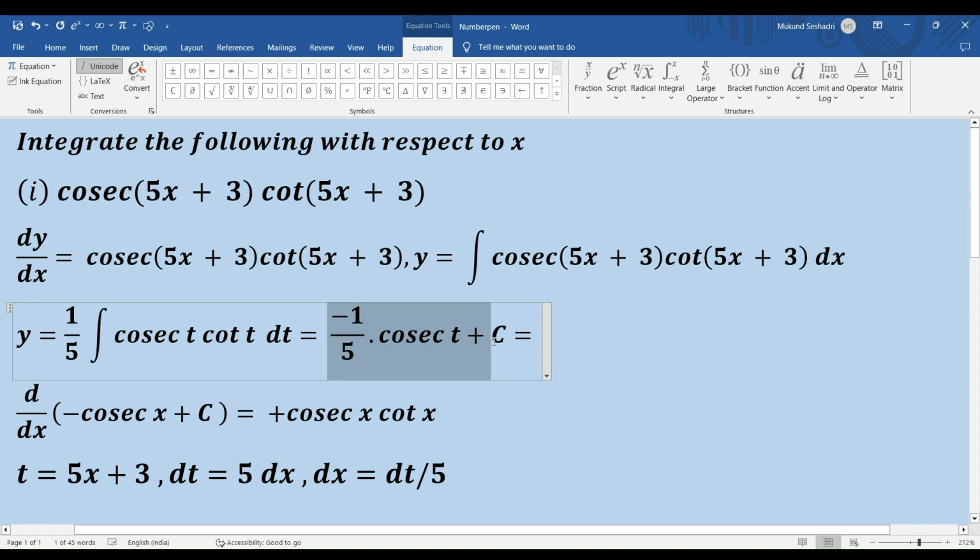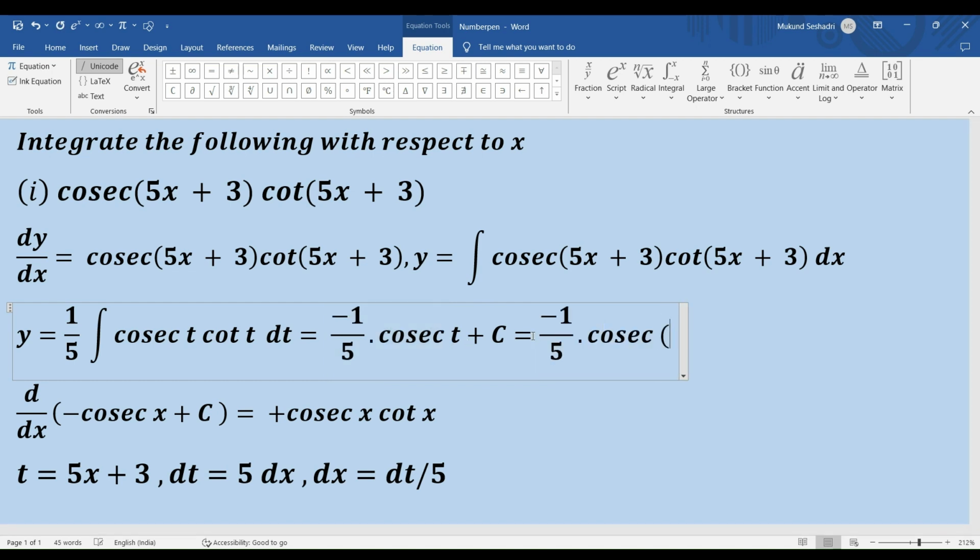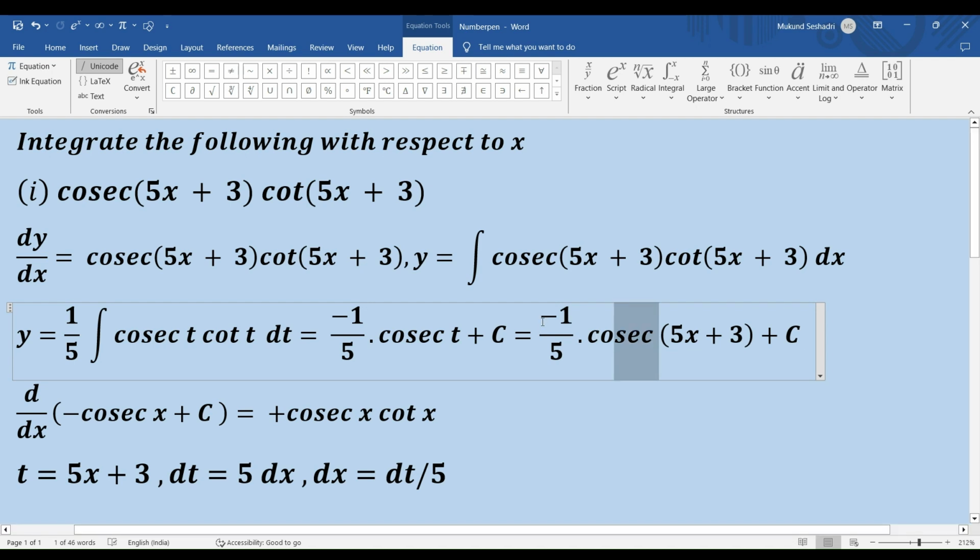So let me replace my t with a 5x plus 3, right? So that's the answer for my question. Minus 1 by 5 times cosecant of 5x plus 3 plus constant c, right? Let's highlight our final answer in pink.